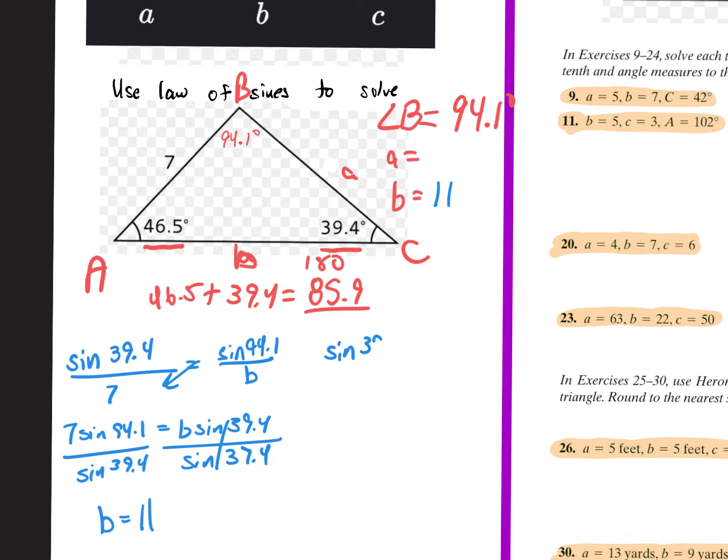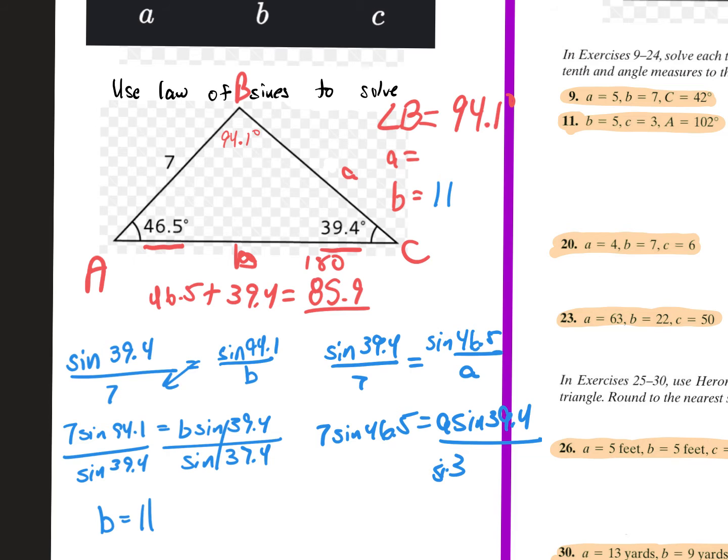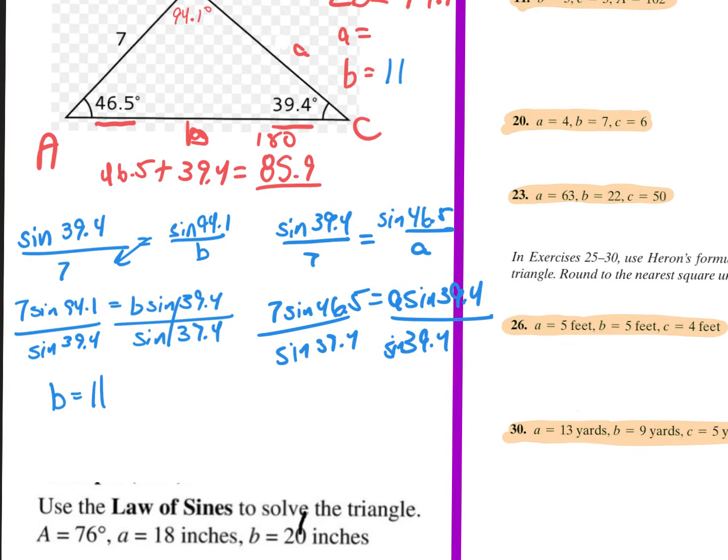My sine 39.4 over 7 equals the sine of what? 46.5 over A, because we don't know what that is. So we're going to cross multiply. 7 times the sine of 46.5 equals A times the sine of 39.4, right? Divide by sine of 39.4. And let's see what we get. A is about how much? So 7 times the sine of 46.5 divided by sine of 39.4.